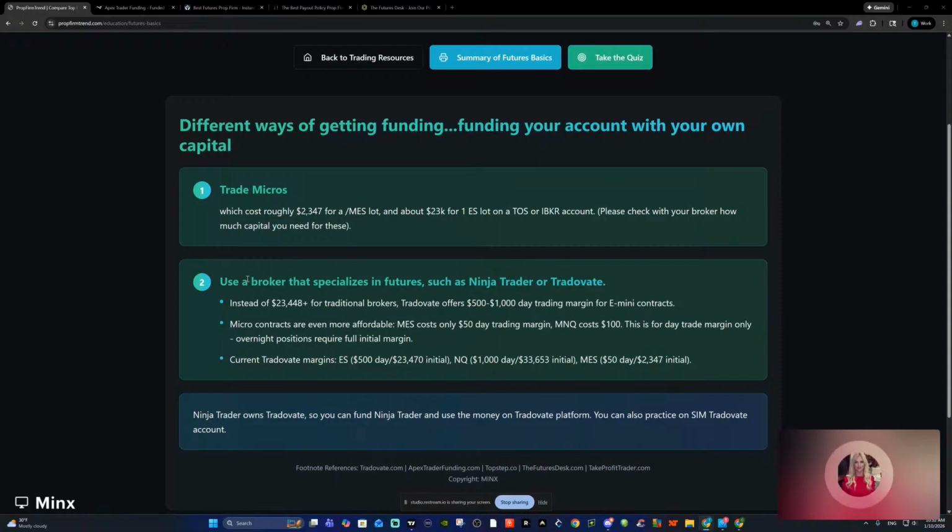But you can use a broker that specializes in futures. That's NinjaTrader, Tradovate, AMT. I'm sure there are a few other ones. I use NinjaTrader and Tradovate. So instead of the $23,000 for the traditional brokers, Tradovate offers a $500 to $1,000 day trading margin for E-mini contracts. And micro contracts are even more affordable. MES is only $50 day trading margin, and MNQ is $100.